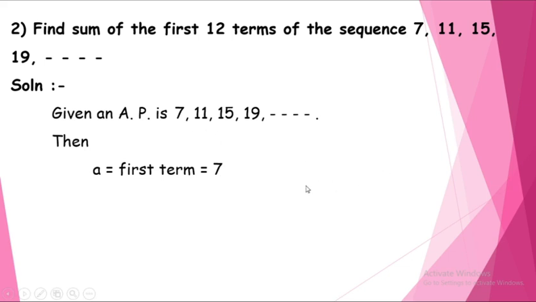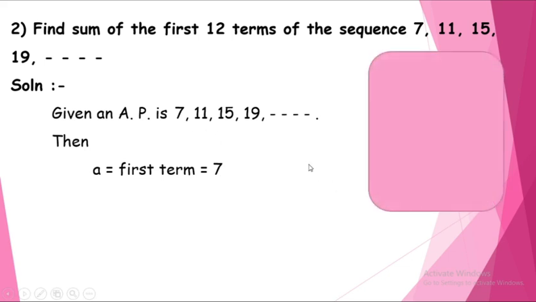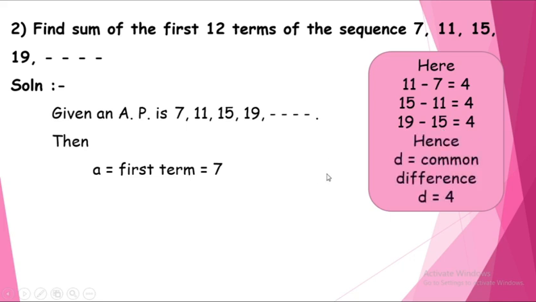Now we have to find its common difference. If we observe here, the term is 11 and the previous term is 7. Therefore 11 minus 7 is equal to 4. Similarly, 15 is the term, the previous term is 11, then 15 minus 11 is equal to 4. Similarly, term is 19, previous term is 15, 19 minus 15 is equal to 4. Hence, D, the common difference, is equal to 4.